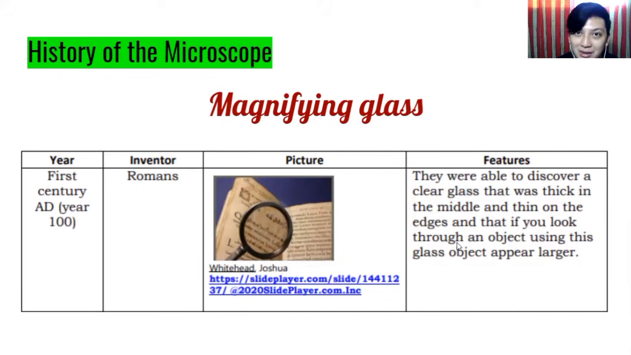For example, nagbabasa kayo ng mga textbooks na maliliit yung mga texts. Okay, yung mga writings. So, this magnifying glass or your reading glass will make those small objects look bigger. Okay, so dun nila nagsimulan kunin yung konsepto ng microscope.